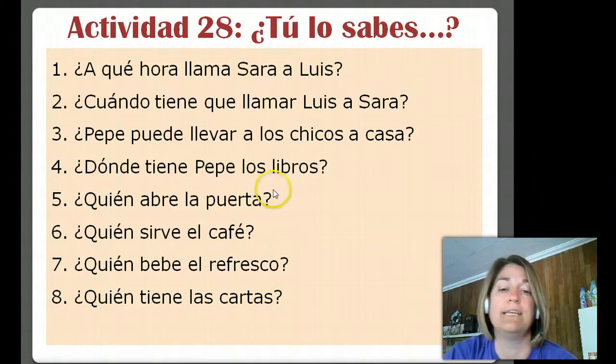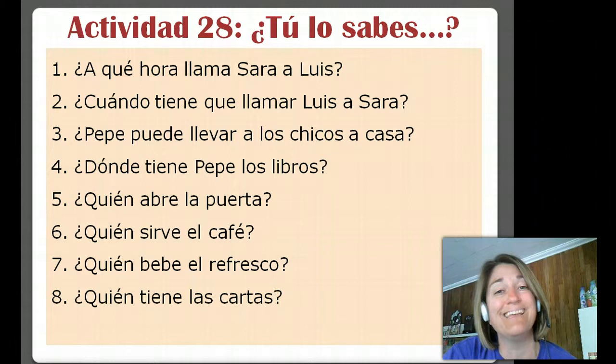4. ¿Dónde tiene Pepe los libros? Where does Pepe have the books? So we'll say he has them in his room. Pepe los tiene, los means them, Pepe los tiene en su habitación. 5. ¿Quién abre la puerta? Who's opening the door? I'll say, I'm opening it. We can say it now because we already know we're talking about a door, so we're going to replace with that direct object pronoun it. So I'll say, yo la abro. I'm opening it. Remember, the direct object pronoun goes before the verb.